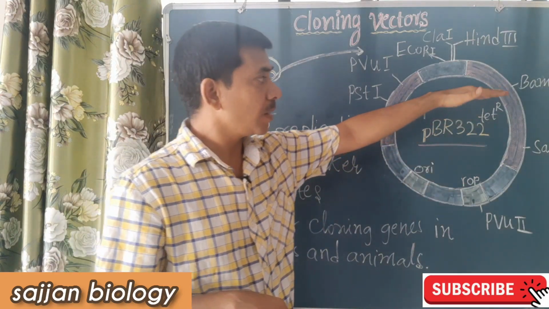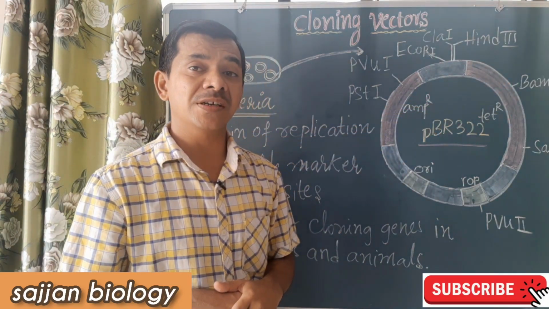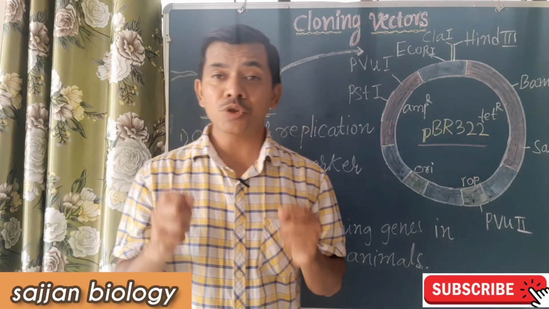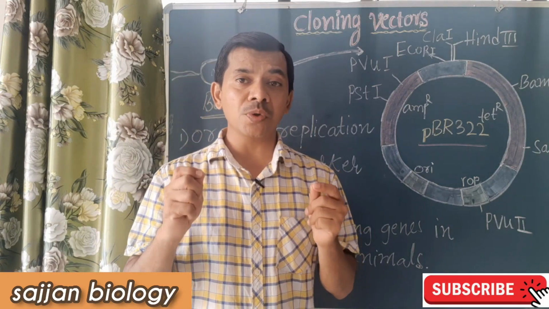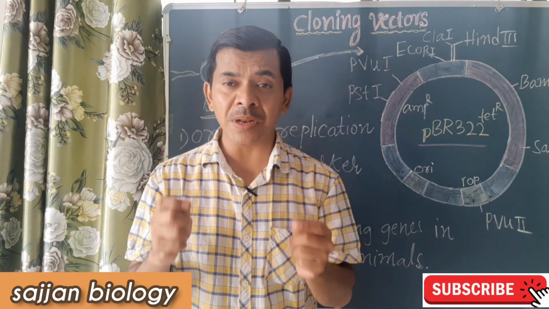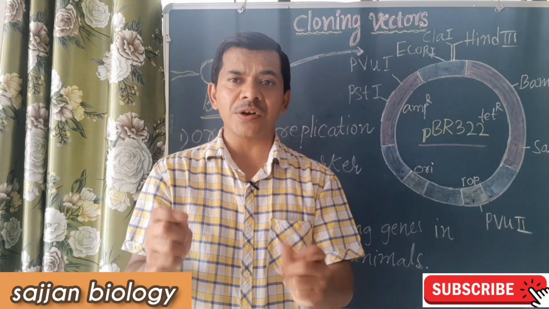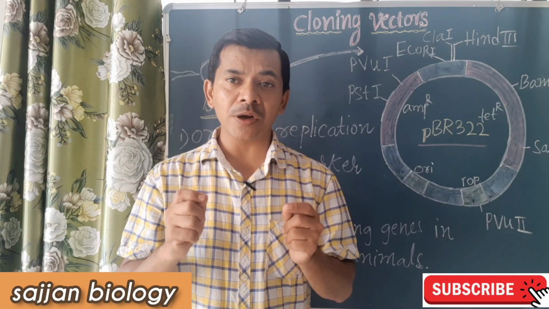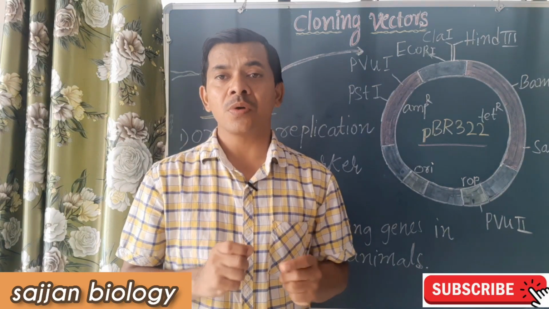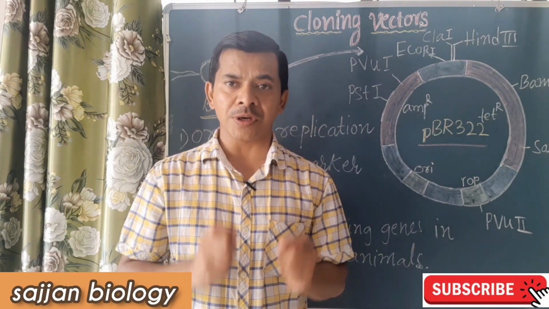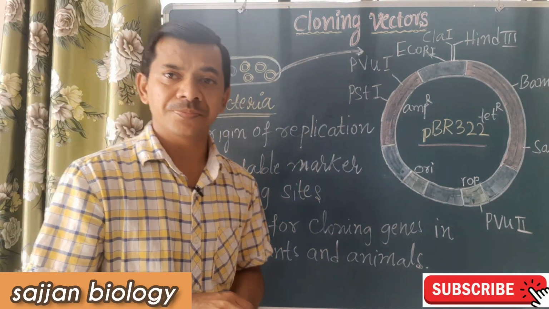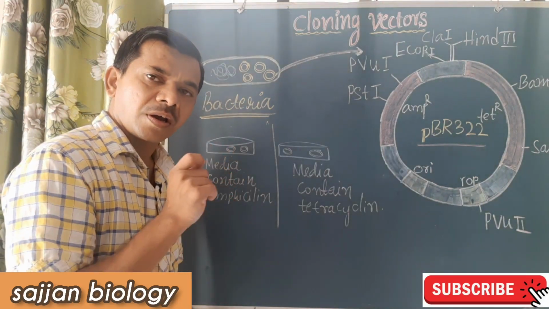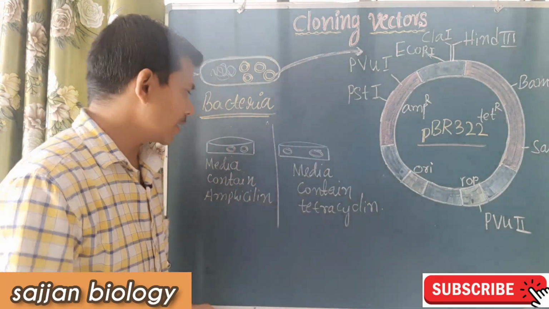So what happens if the tetracycline resistant gene is lost? It is not so easy to identify whether the plasmid is a non-transformant or a transformant. To identify the transformant and non-transformant, we do one small procedure in the laboratory. So let us discuss it here. In the laboratory, they conducted one small experiment.